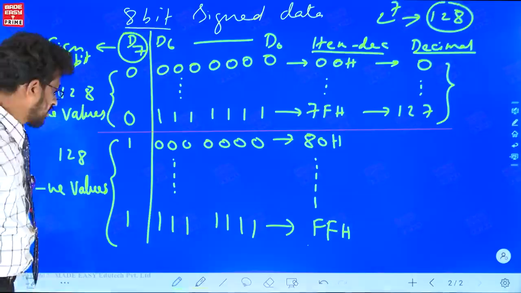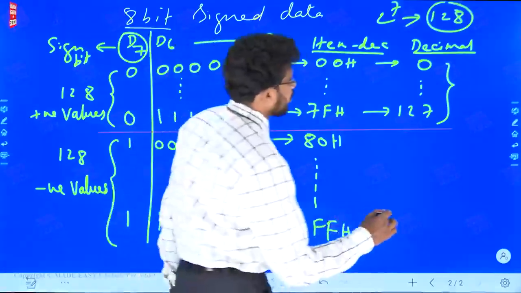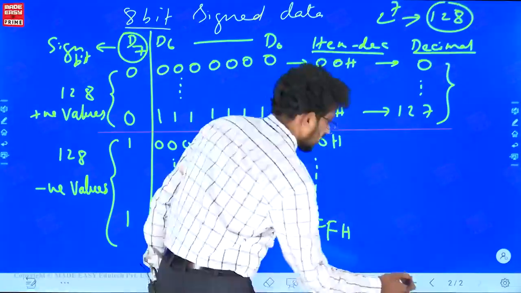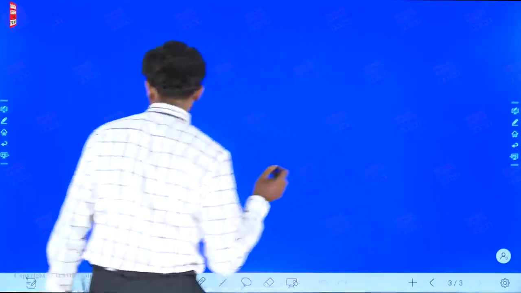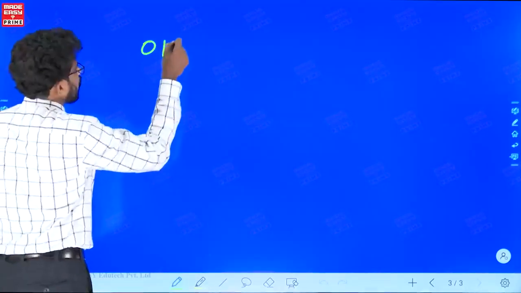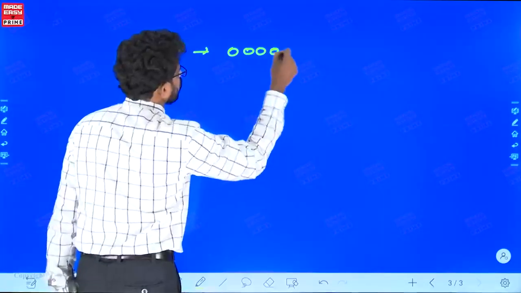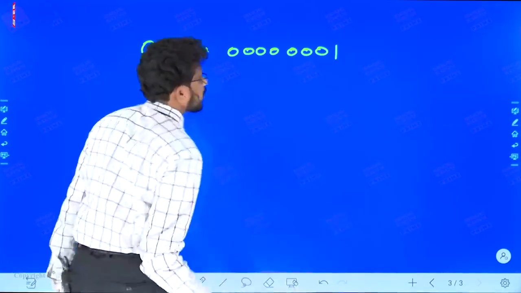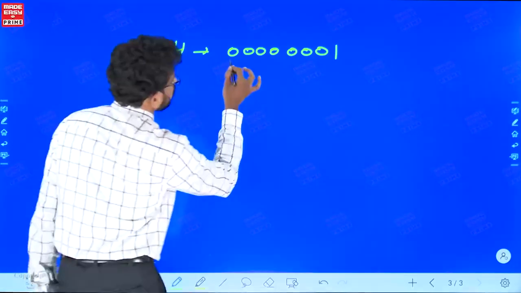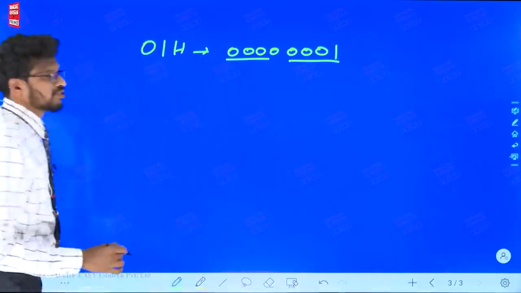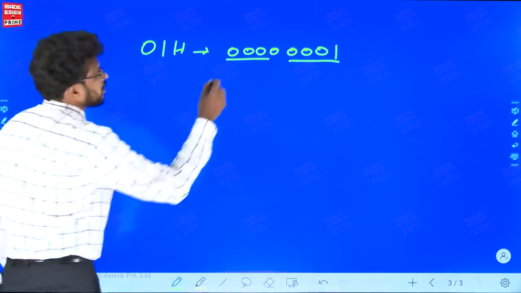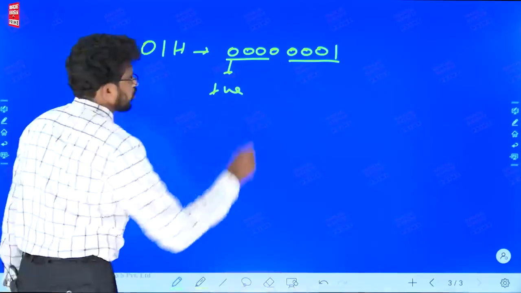It means that, for example, take a value -1. Let me consider like this. Say, take a value 01H. What is the meaning of 01H? 0 0 0 0 0 0 0 1 in binary form. Okay. So this is 01H. Tell me, is it a positive value or a negative value? This is 0. So this is definitely a positive value.